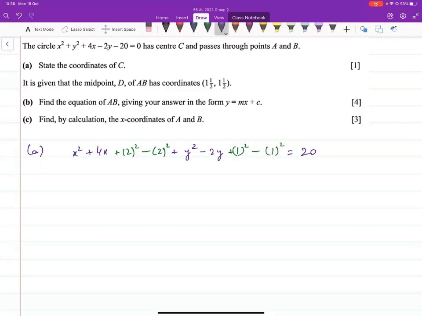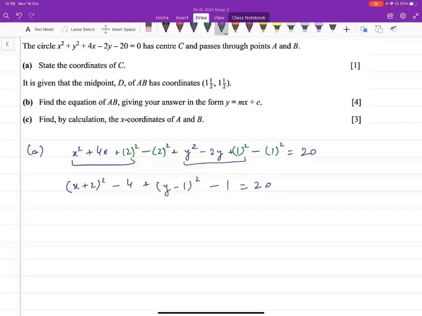Okay, now we complete the square. It becomes x plus 2 whole squared minus 4. So the first 3 terms give us a square. Similarly, we've got 4 outside here, and then plus these 3 terms give us a square. That's going to be y minus 1 whole squared minus 1 equals 20.